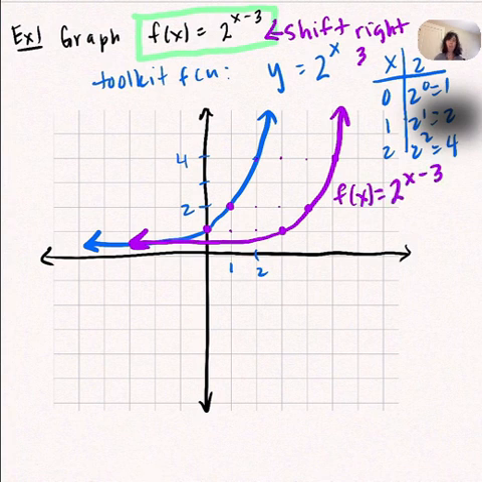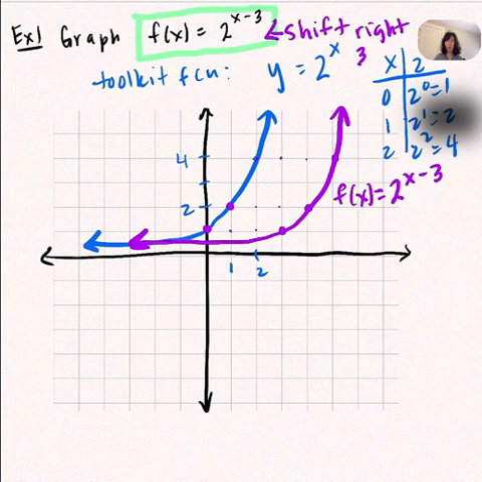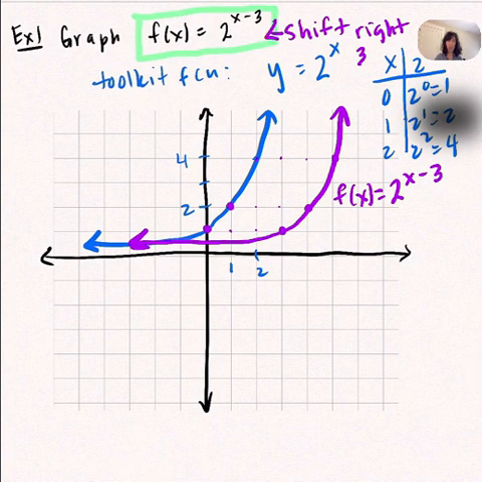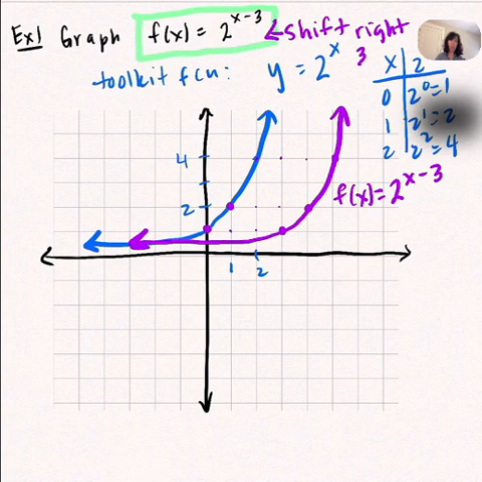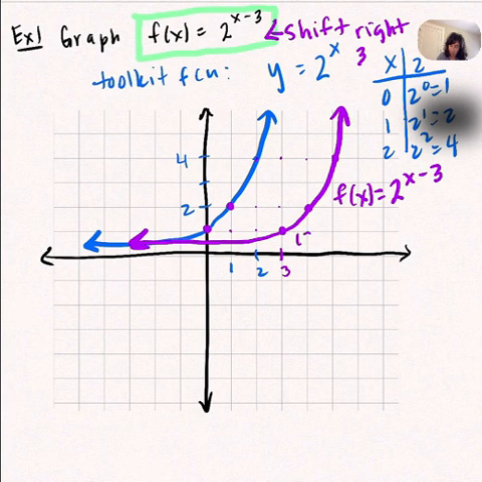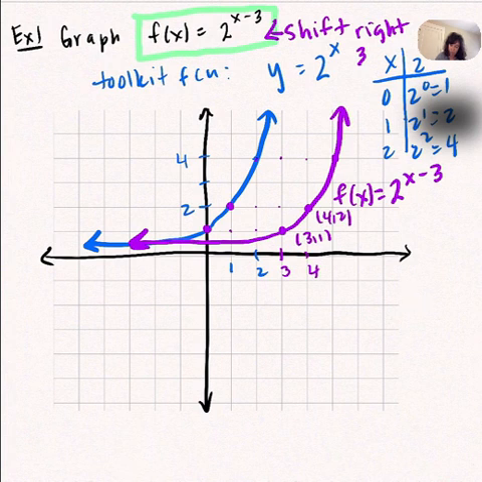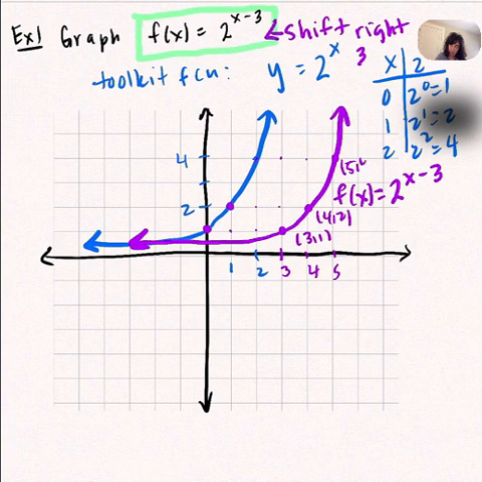And so I'm using the toolkit function y equals 2 to the x, and then shifting it right 3 to get the function that we want the graph of. If you want to know what some of these specific points are, you just have to do this accurately enough so that you can count over and see where they are. So this point right here is at (3, 1). You can see it in the picture. This point right here is at (4, 2). And then this point up here is at (5, 4).